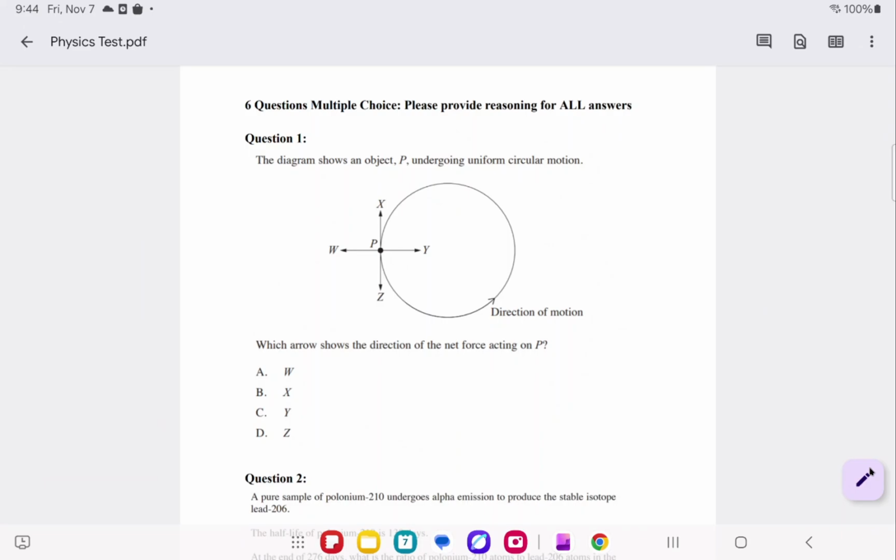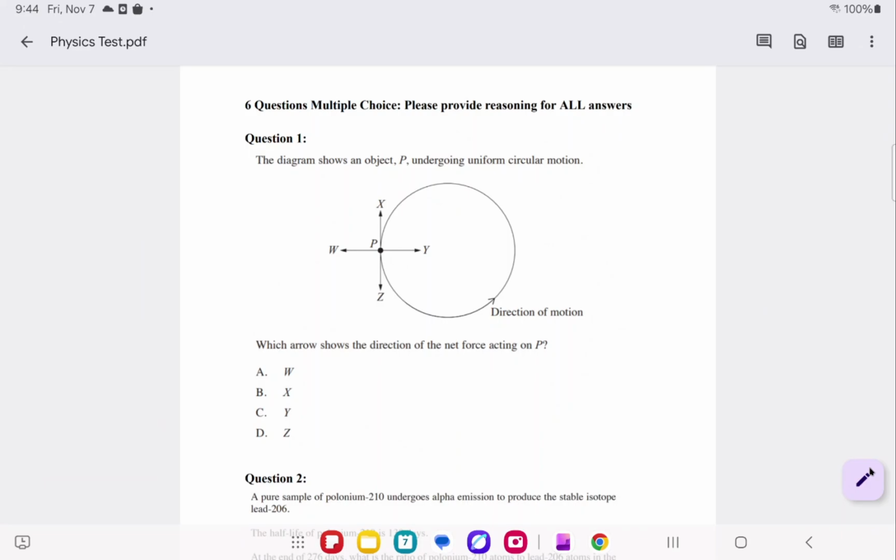The diagram shows an object P undergoing a uniform circular motion. So it's a uniform circular motion. Now the question is, which arrow shows the direction of the net force acting on object P?